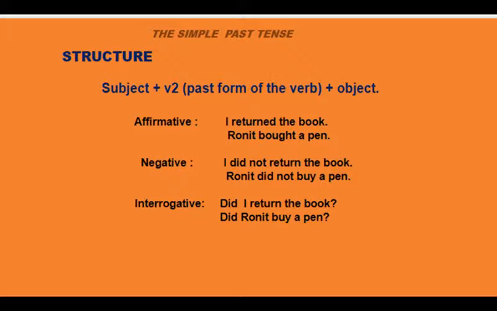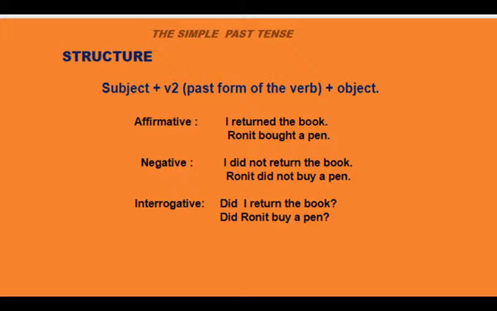Just go through the examples of affirmative, negative and interrogative sentences in simple past. I repeat the structure of simple past. It is subject plus V2 plus object. Now look at the examples. Here I take a sentence, I returned the book. Then the negative of this sentence can be like this, I did not return the book.